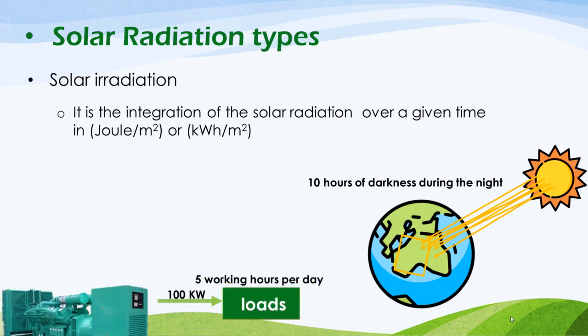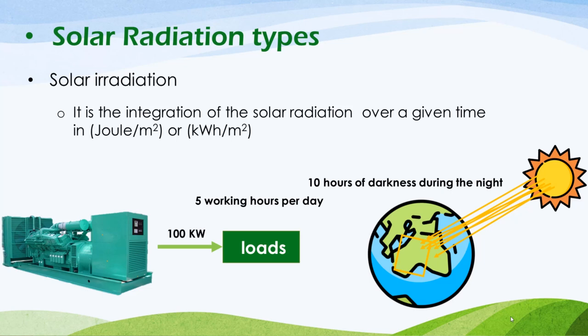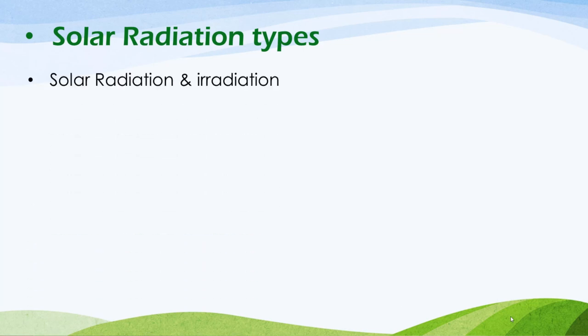And this is the same idea of the generator when I say that the load that this generator feeds is working for 5 hours per day. So this means that the total energy consumed is 500 kilowatt hour per day. As you see, although the generator power is 100 kilowatt, the power is not consumed all the day, and it's consumed according to the load. So in conclusion, the difference between the radiation and the irradiation is the same difference between the energy and the power. Now let's see what is the behavior of the solar radiation and the irradiation during the day.